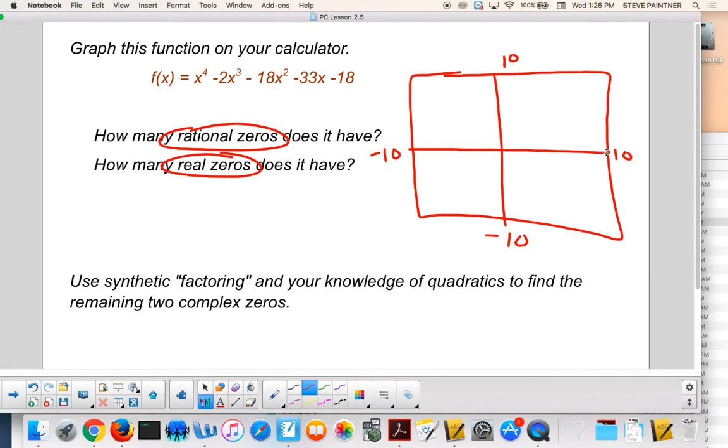Now, on Lauren's calculator, it goes like this. Comes down, there's a little wiggle, comes this way, leaves the screen, and then all of a sudden kind of comes up like that. Okay? It comes straight up.